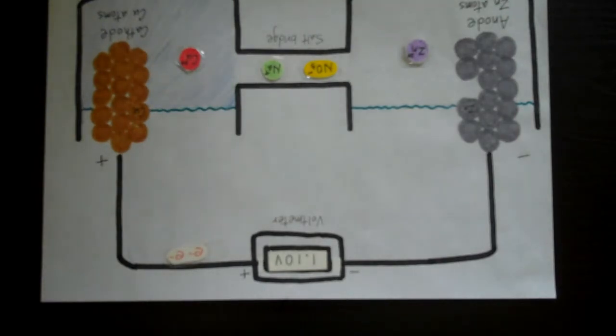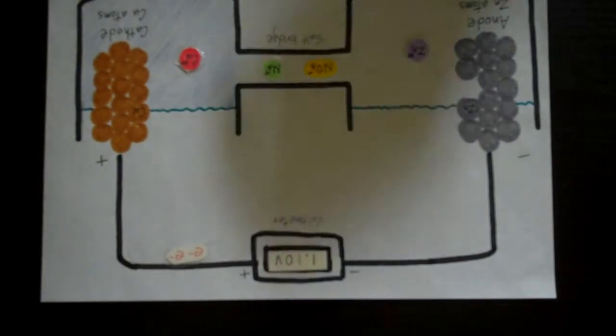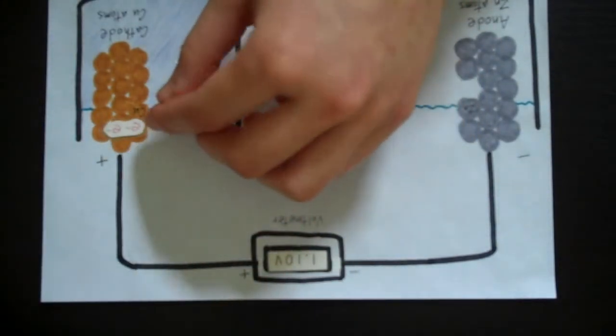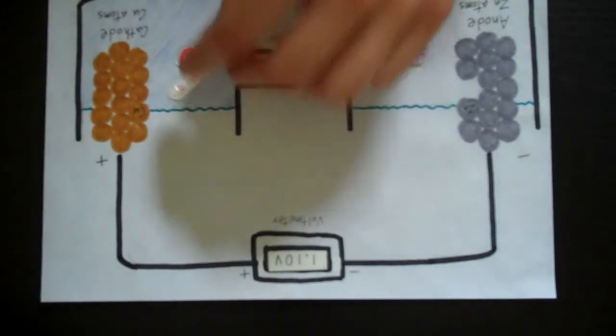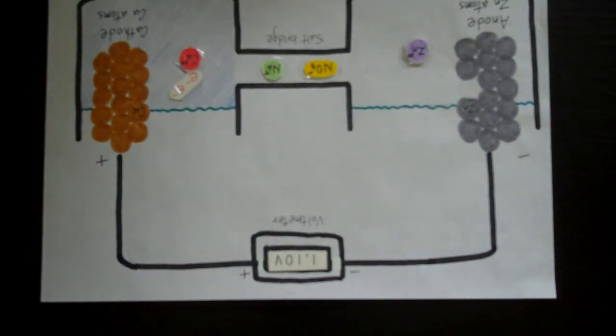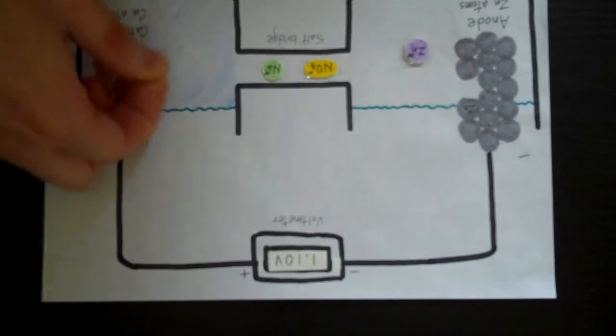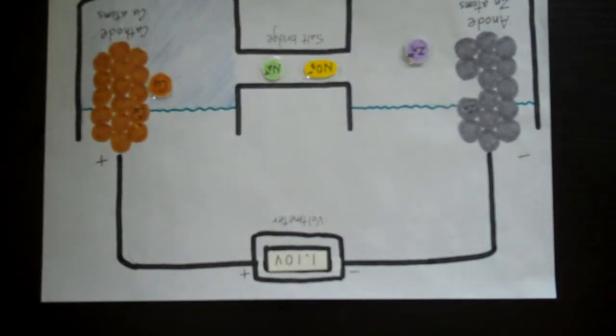In this example, we assume the reaction takes place under standard conditions. The standard condition for a voltaic cell is a temperature of 298 kelvins, 1 atmosphere of pressure, and 1 molar concentration for all solutions. So when the electrons flow toward the cathode compartment, they attract the copper 2 ion, and they will form copper atom.